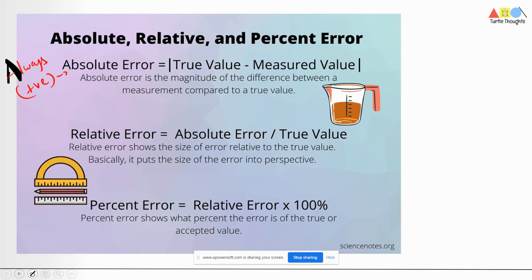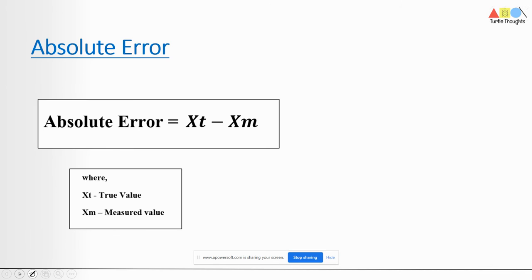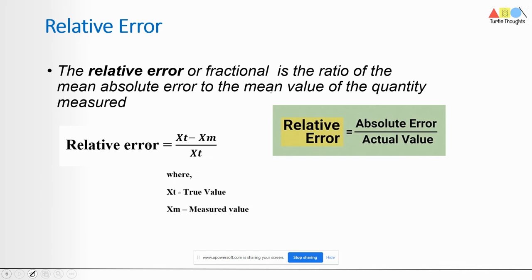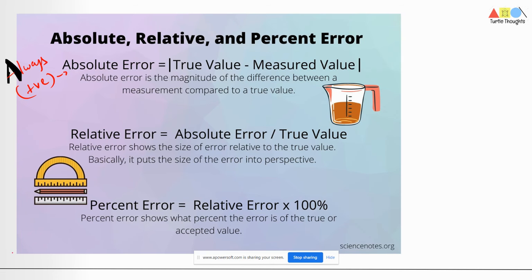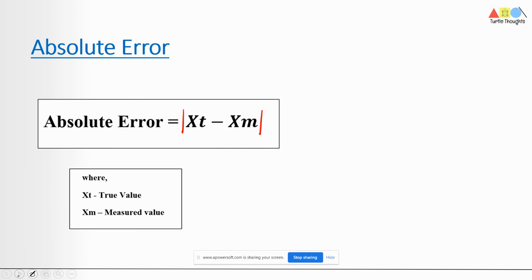Now, before I take a few questions, let me just show you the formulas of absolute, relative, and percentage error. Absolute error is given by |xt − xm|, where xt is the real value and xm is the measured value. Of course, we have a modulus sign here because absolute error should always be a positive quantity. We have seen that in this slide.